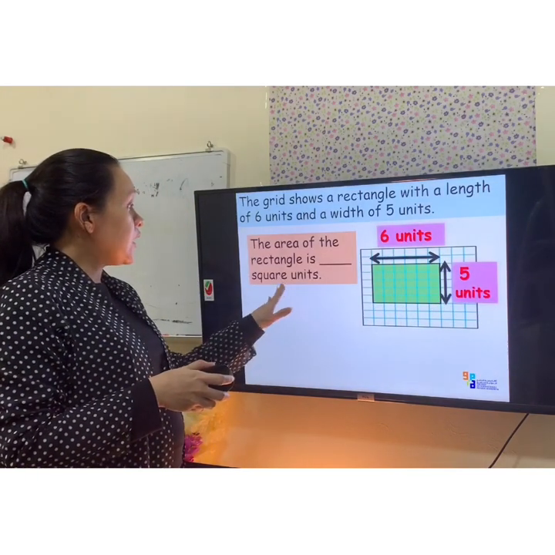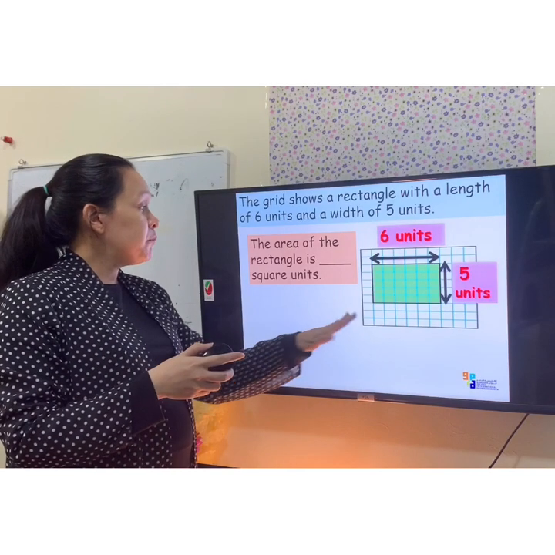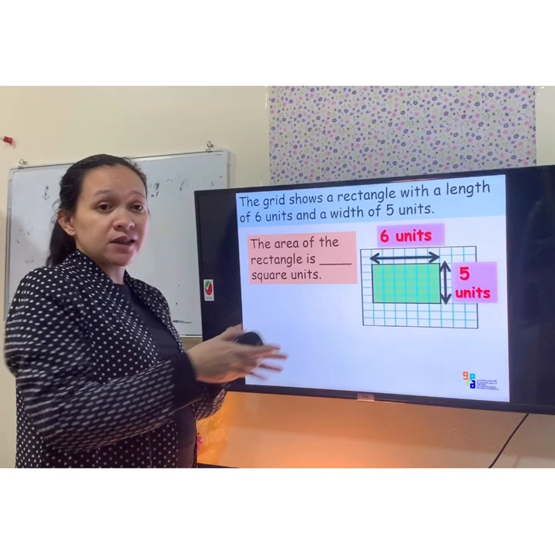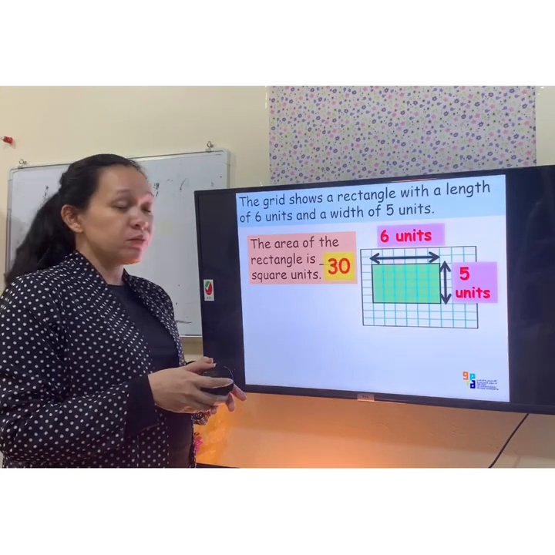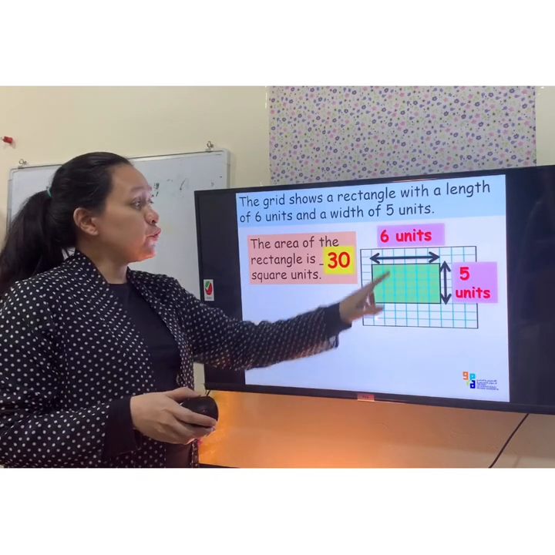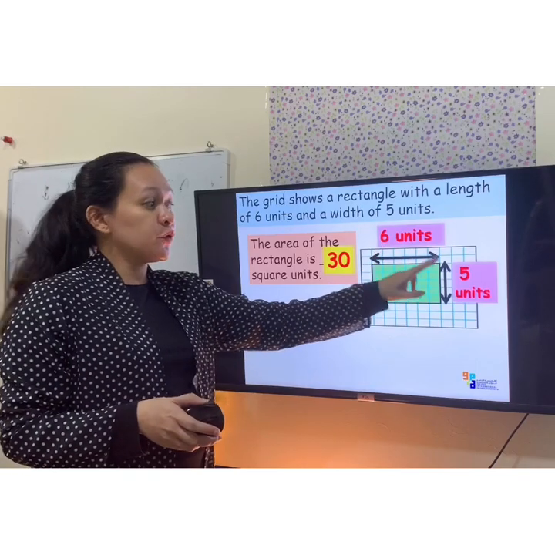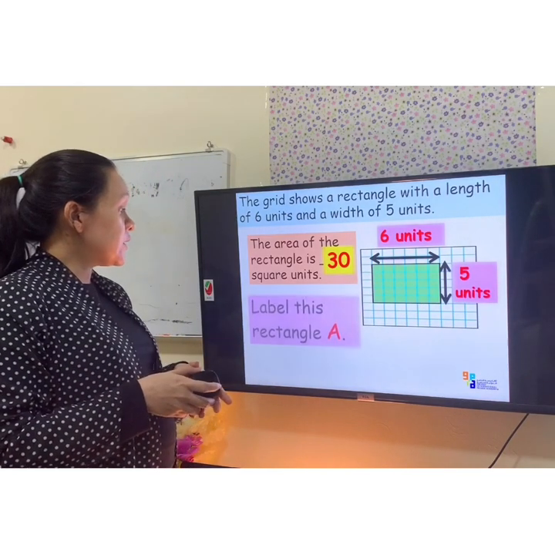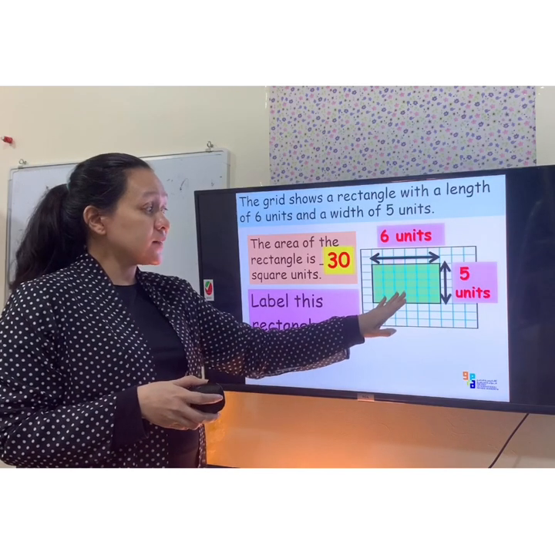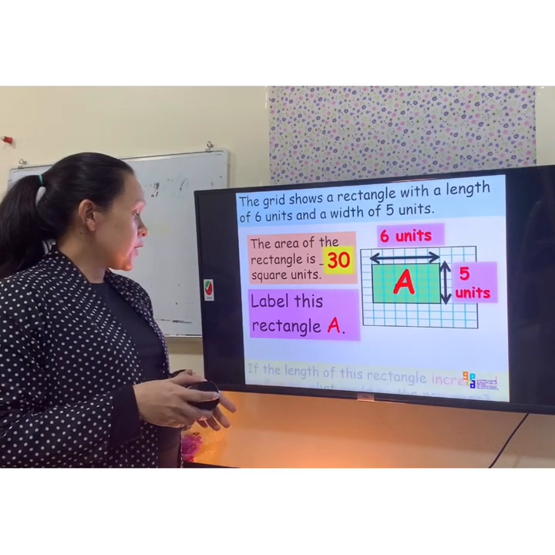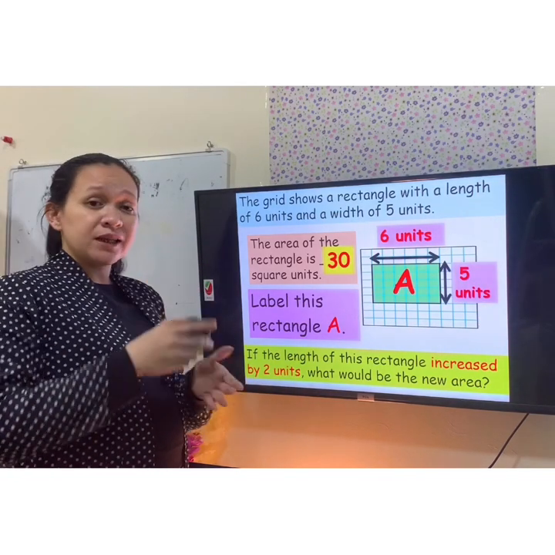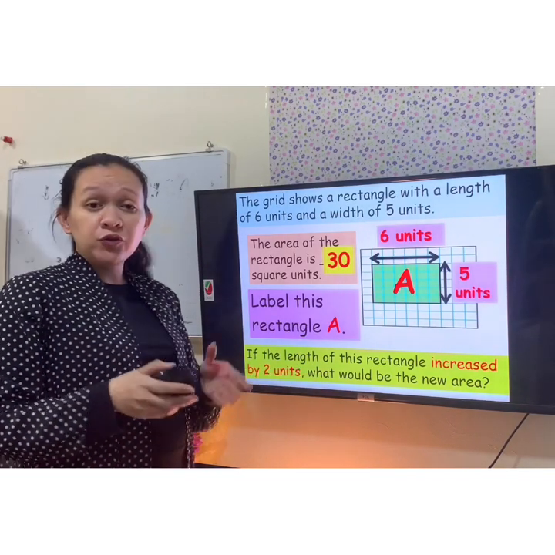Now, the area of the rectangle is blank square units. So what do you think is the area of this rectangle? Yes, the area of this rectangle is 30. If we multiply 6 by 5, the answer is 30. Now, we are going to label this rectangle as A. Now, here is the problem. If the length of this rectangle increased by 2 units, what would be the new area?